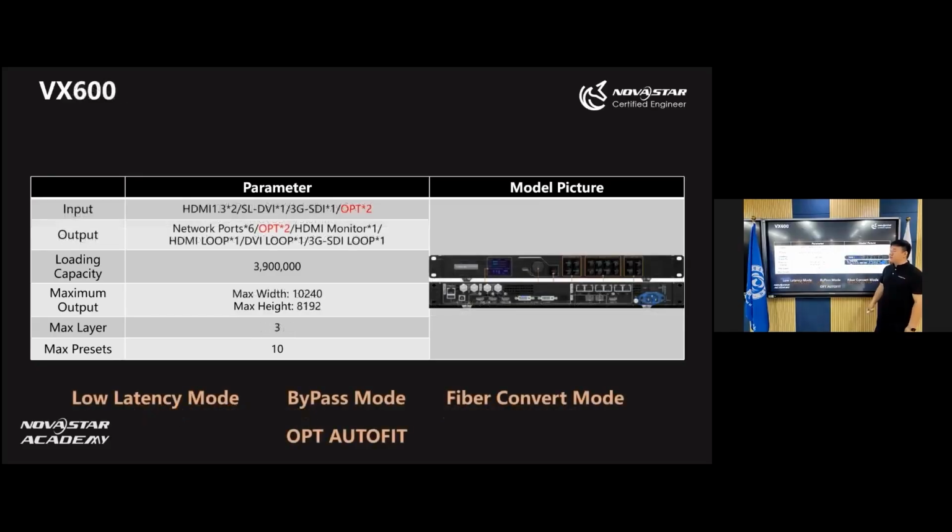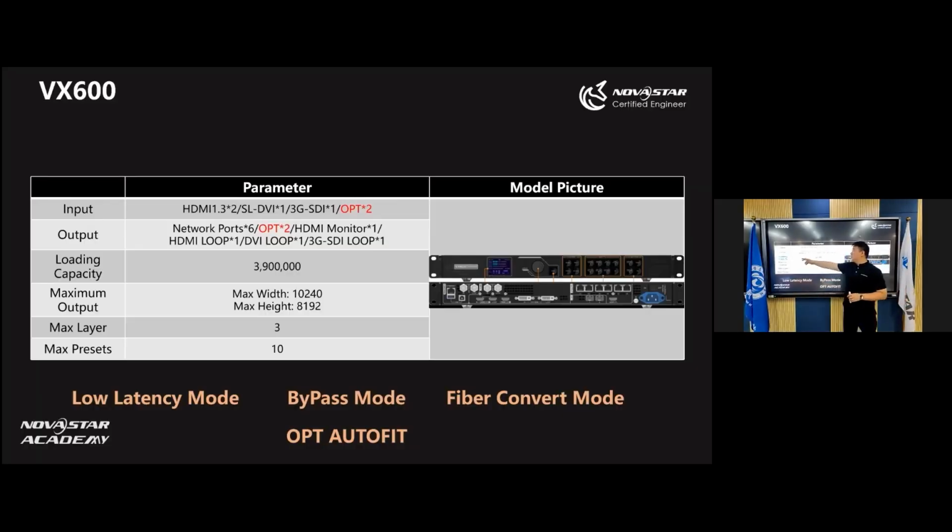Let's see the VX600. The input of VX600, we have HDMI, single link DVI, and 3G SDI. And here, I just marked it in white color. We also have 2 optic fiber ports can be used for input, but this is only used for NovaStar project like N9. So the output from N9 we can provide to the VX600. It can be as a video source, can be one of the video source to the VX600. This is mainly used for some rental project.